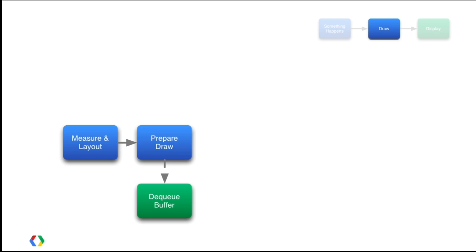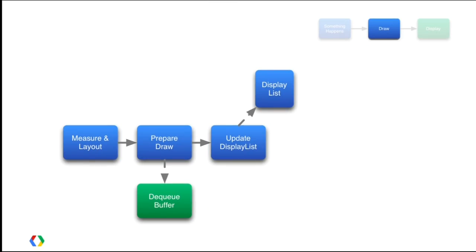And we have this really poetic name where we dequeue a buffer. We talk to Surface Flinger, so we have this window compositor, and we ask Surface Flinger to give us a buffer in which we can draw. So this is dequeuing the buffer. And the next step is to update the display list.